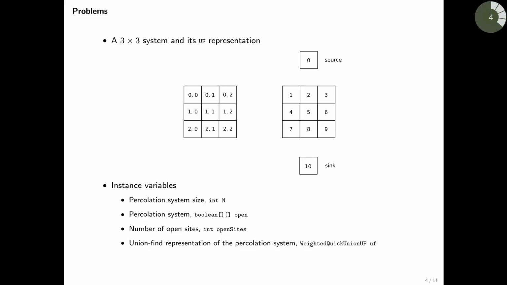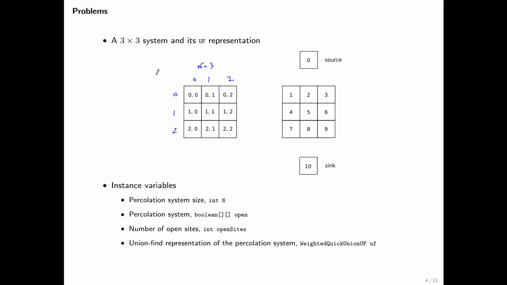So here then is an example of a 3x3 percolation system. n in this example is 3. All right, so i goes from 0 to 3 and j goes from 0 to 3. Okay, and the corresponding union find data structure is shown here.